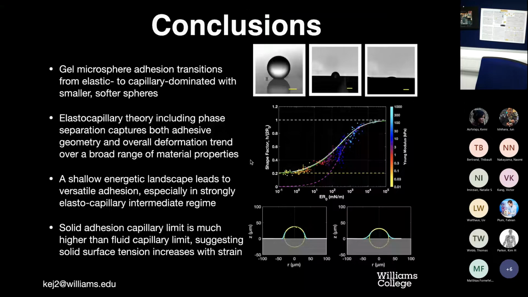And so what we're seeing is this range of adhesive contact depending on the material properties. We're able to capture that with a simple elastocapillary model as well as a more complicated elastocapillary model that includes the phase separation. And what that points to is that there's this dual role for capillarity in soft gel adhesion: both liquid-mediated adhesion at those phase separated lines, as well as the soft capillarity of the spheres themselves. And so those are the main conclusions of this part of the talk.